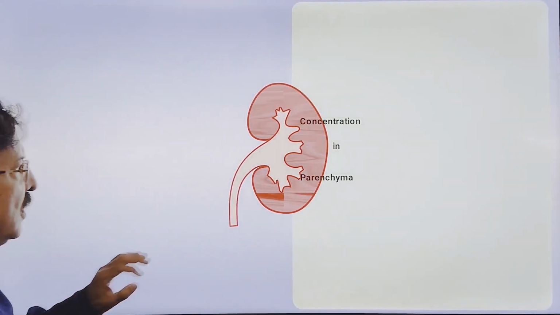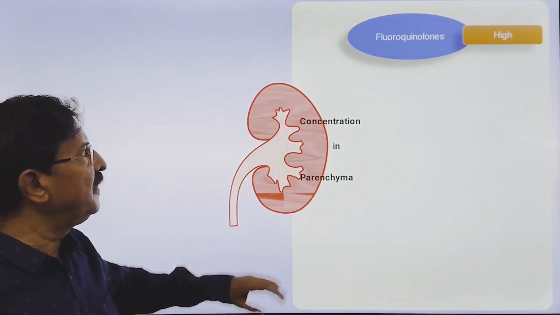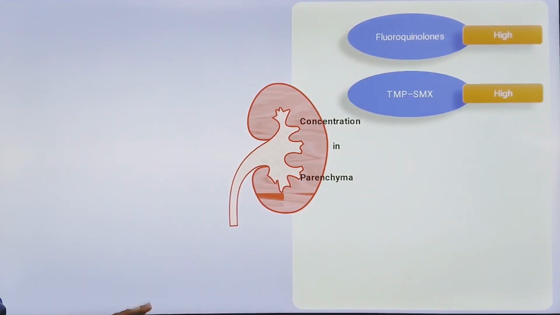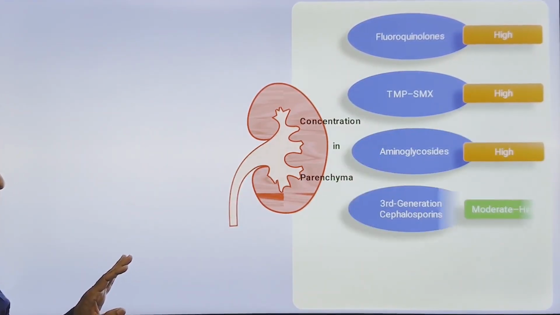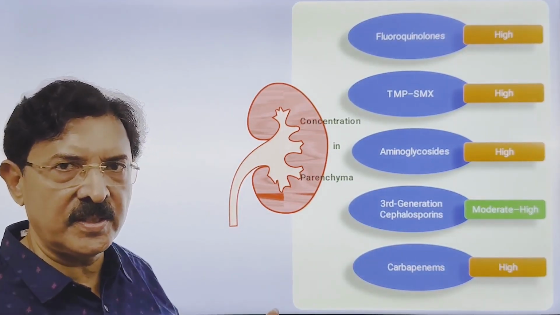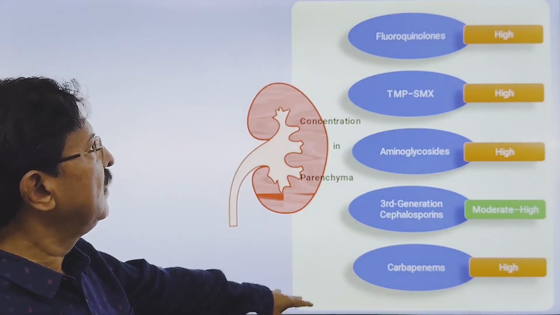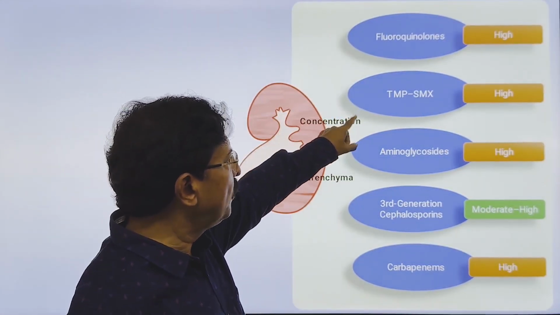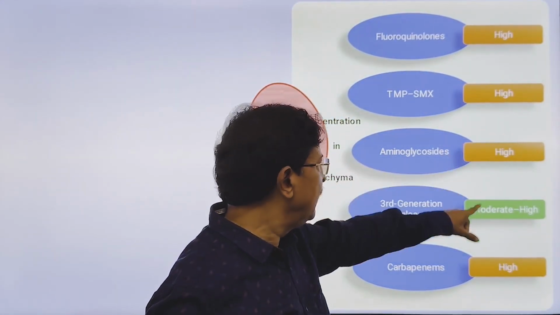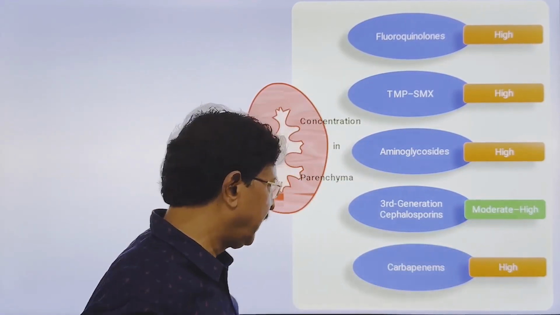Talking first about concentration in renal parenchyma, for managing renal infection we have these common 5 antibiotics which have a very high degree of concentration in renal parenchyma. But even within these 5, fluoroquinolones, trimethoprim, and aminoglycosides have high concentration. 3rd generation cephalosporins have a moderate degree.